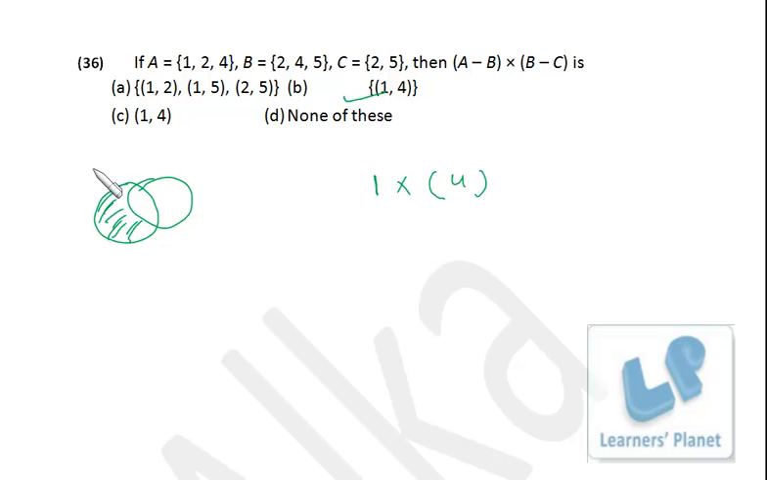Okay? Do not get confused between this and this. This is just an element, right? But actually this will be a set. So a set we represent between these two curly brackets. Okay.